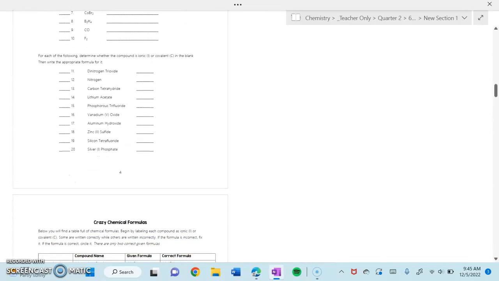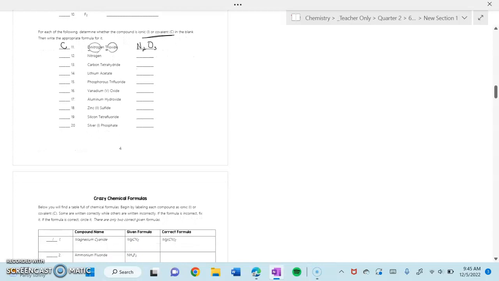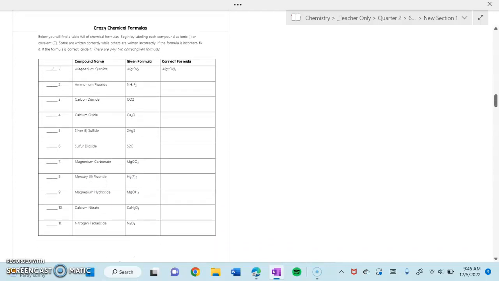Going the other way, again, find ionic or covalent, and then write the name. So dinitrogen trioxide, this has prefixes, that's covalent. So we've got N2O3. Look at the prefixes and the element names and apply them appropriately. Vanadium 5 oxide. Write the ions, do the crisscross method. Okay, so that's ionic.